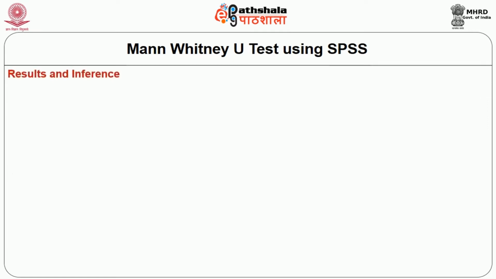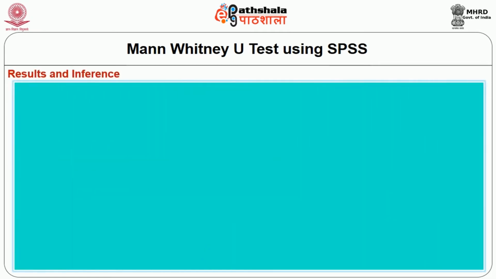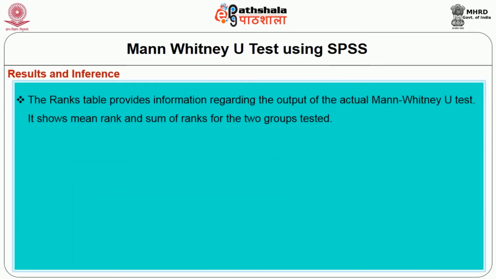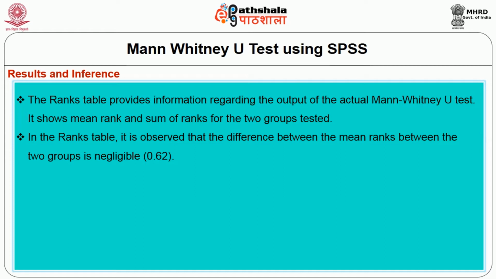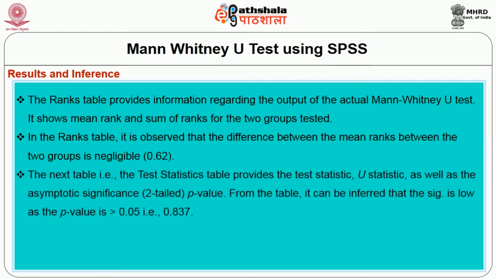Moving on to the inference part. The ranks table provide information regarding the output of the actual Mann-Whitney U-test. It shows mean rank and sum of ranks for the two groups tested. In the ranks table, it is observed that the difference between the mean ranks between the two groups is negligible, that is 0.62.